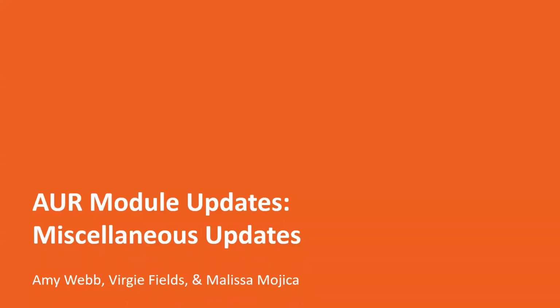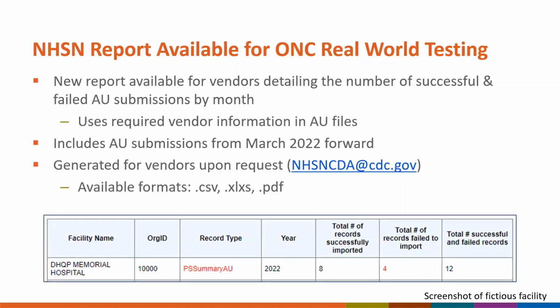Next, we're going to share some miscellaneous updates related to AUR. First, we wanted to share that we have a new NHSN report available that can be used as part of your real-world testing plans for ONC. This report details the number of successful and failed AU submissions by month using the vendor information included in the AU files. This report will include submissions from March 2022 forward. If you'd like us to provide this report to you, you're welcome to email us at nhsn@cdc.gov. Next, I'll turn it over to my colleague, Virgie.